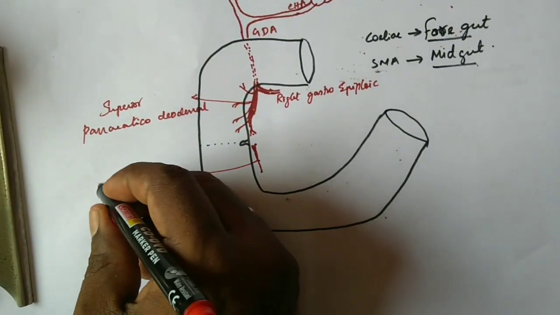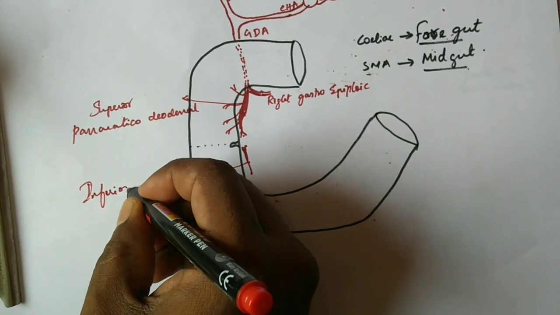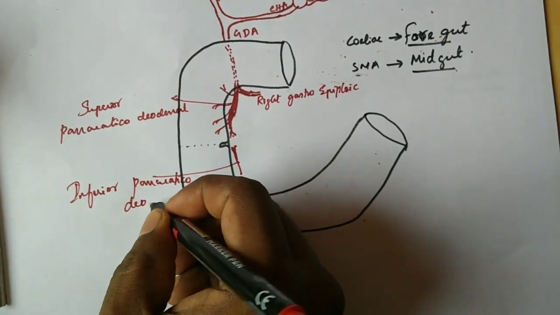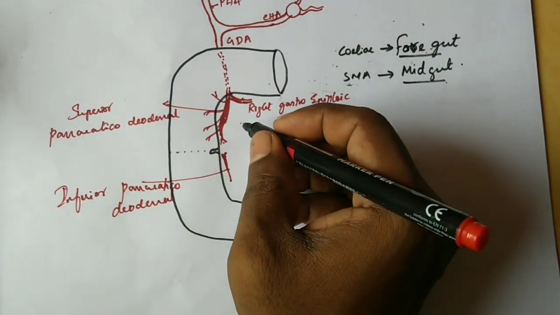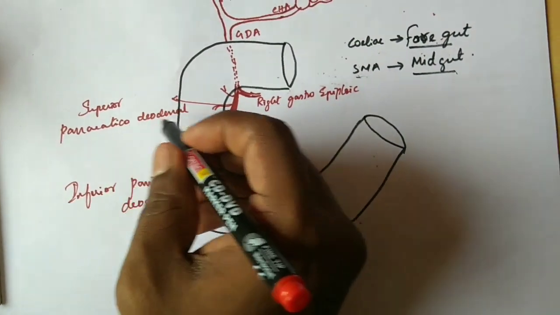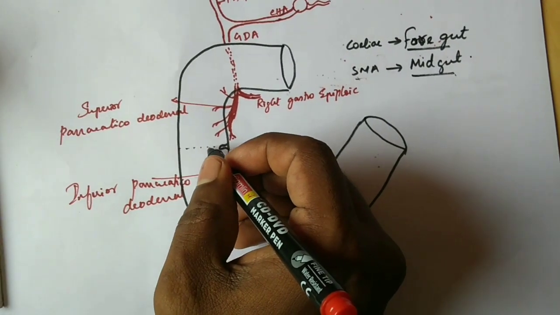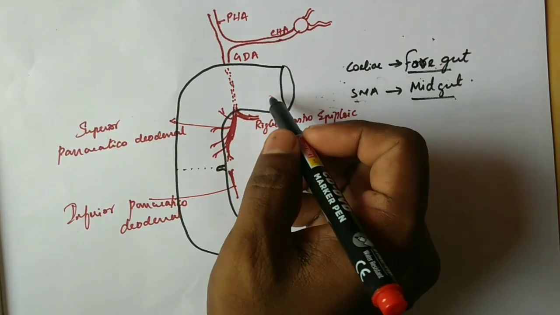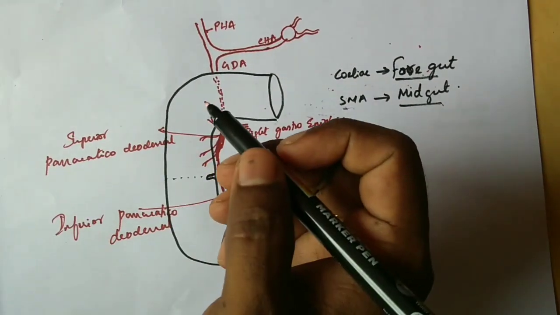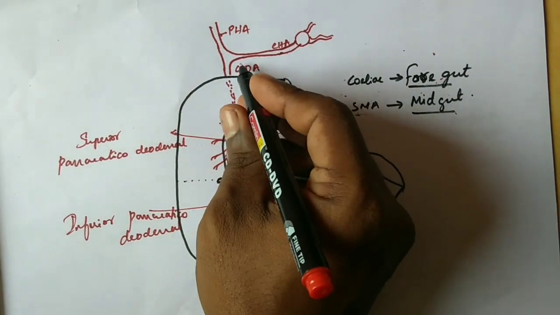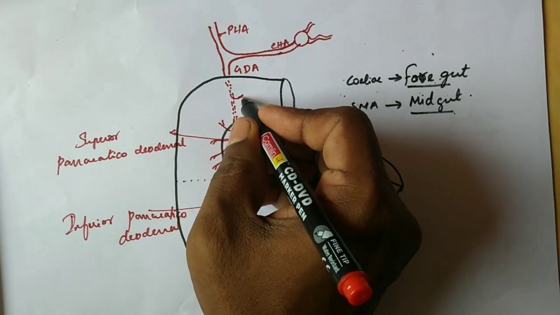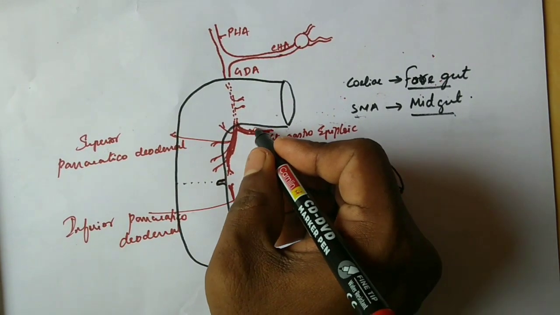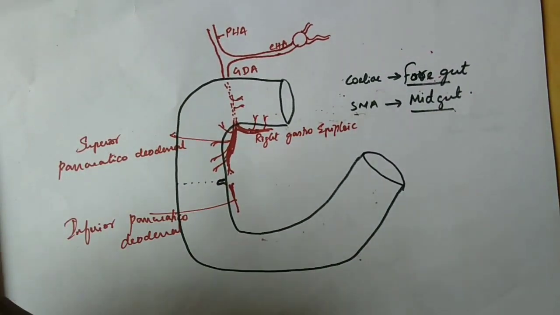This is the inferior pancreatico-duodenal artery. You can see the area supplied by the superior pancreatico-duodenal artery will stop above the level of the major duodenal papillae. This first part of duodenum also receives additional branches from the gastroduodenal artery and from the right gastroepiploic artery.